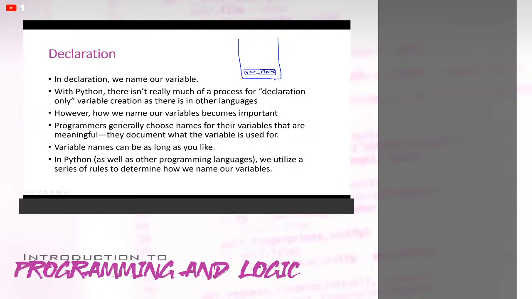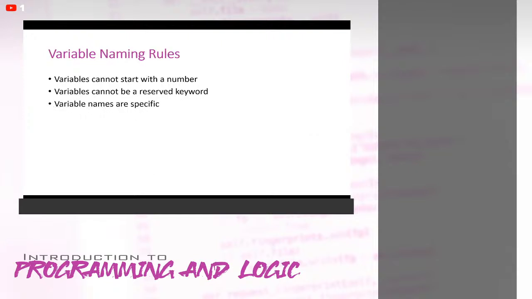And the other thing that we want to think about when we're naming variables is that we name variables within our rules. We have a set of rules that we have to abide by as we're naming variables. So it's important for us to remember our variable naming rules as well. And so let's have a look at them. These are our variable naming rules. One is that variables cannot start with a number. Variables cannot start with a number.